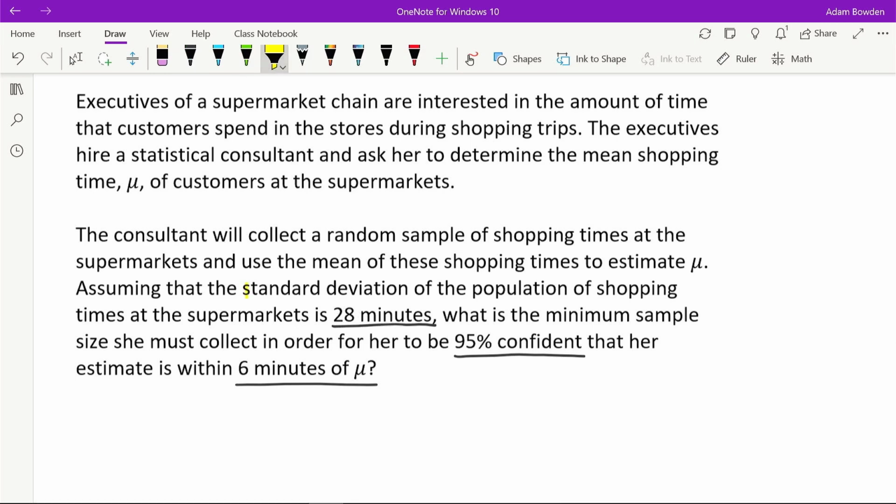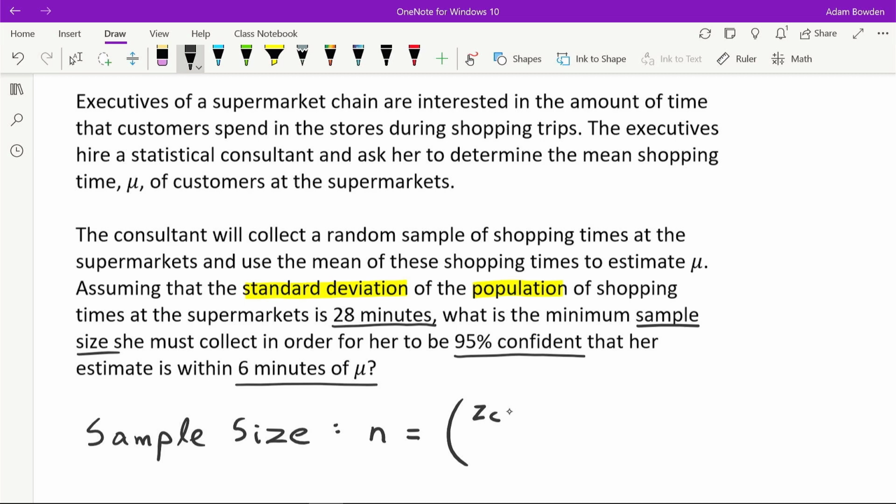Big thing here is, again, standard deviation is given, and we're assuming it's for the population here. So that means we'll be using the formulas accordingly. We want to know, again, the sample size. So the sample size formula for our population mean mu goes n equals parentheses z sub c sigma all over E, this in parentheses, raised to the second power. So we're going to need to, like before, find the value for the z sub c critical number.